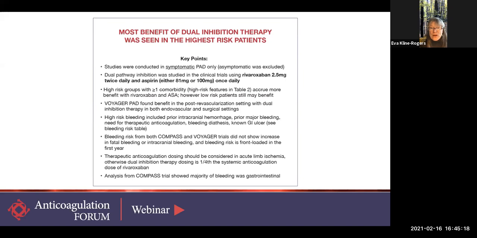Bleeding risk from both COMPASS and VOYAGER did not show an increase in fatal bleeding or intracranial bleeding, and bleeding risk is front-loaded in the first year. That's what came out of both of these trials.